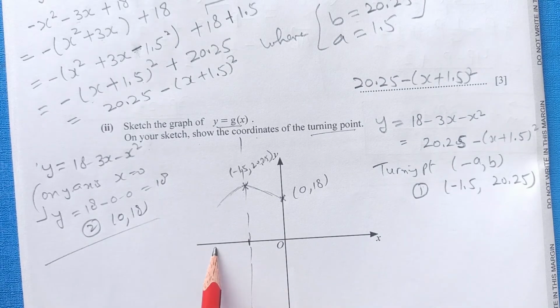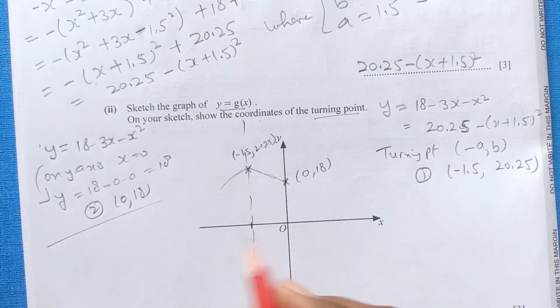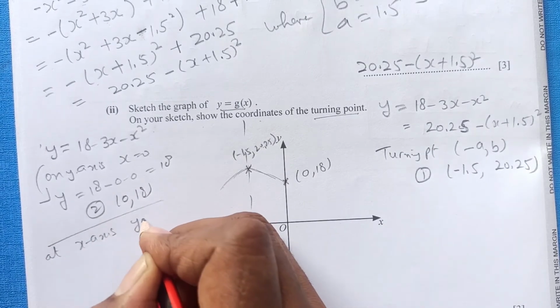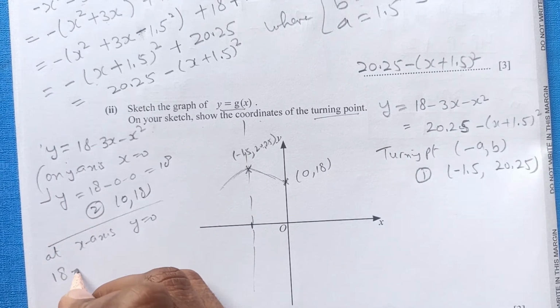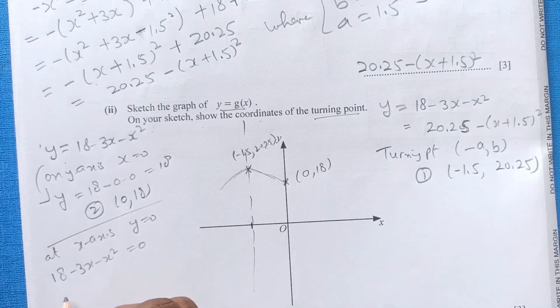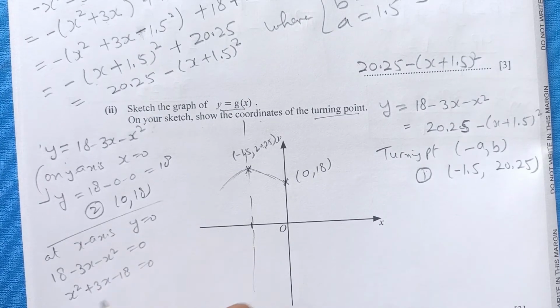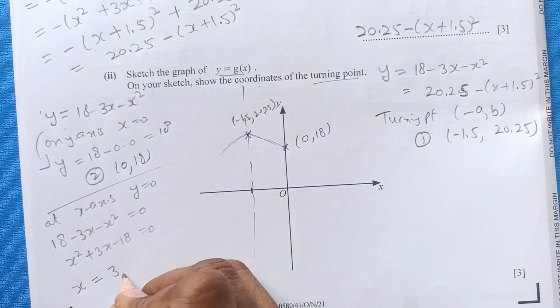We need points which are intersecting at the x-axis. So for that I'm taking again at the x-axis, y is 0. So when y is 0, we are equating this equal to 0. 18 minus 3x minus x squared is equal to 0. So we can write it down, x squared plus 3x minus 18 is 0. So when you solve this, you can use the quadratic formula or you can directly use your calculator. So we are getting x as 3 and x as negative 6.